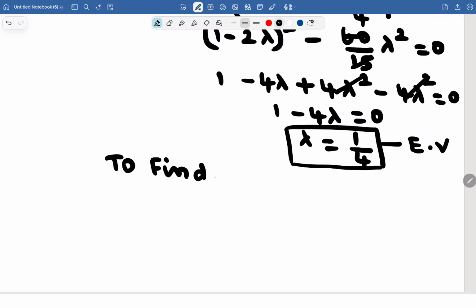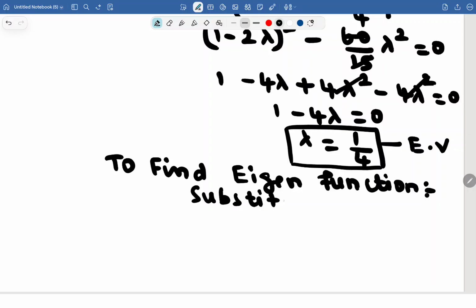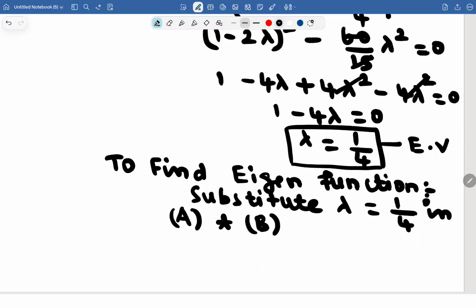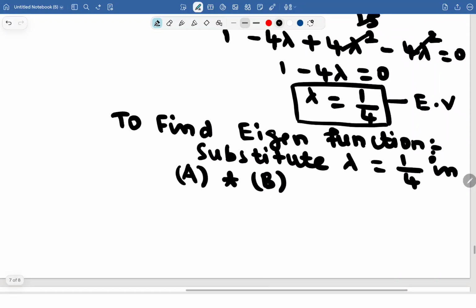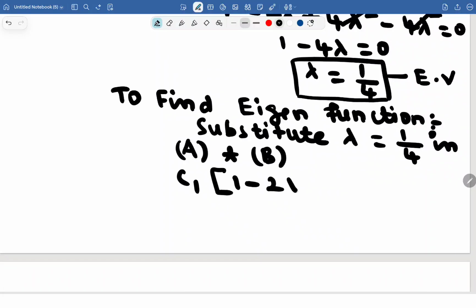To find eigenfunction, substitute lambda equal to 1 by 4 in equation A and equation B. What is equation A? C1 into 1 minus 2 lambda minus 6 by 5 lambda C2 equivalent to 0.